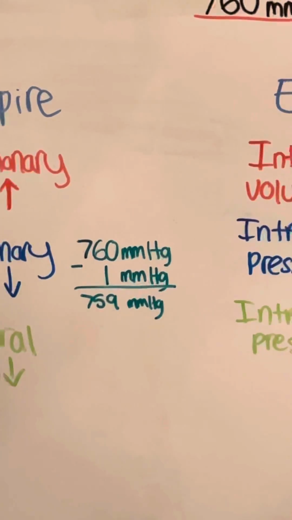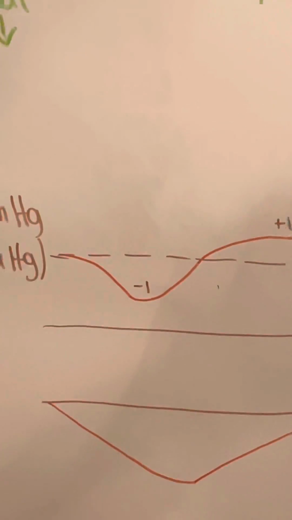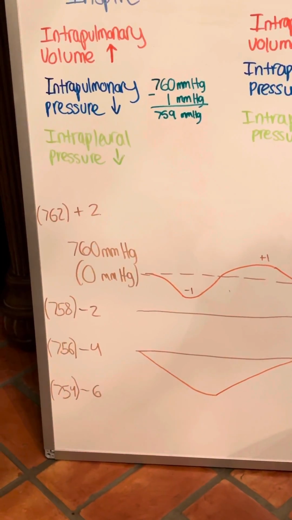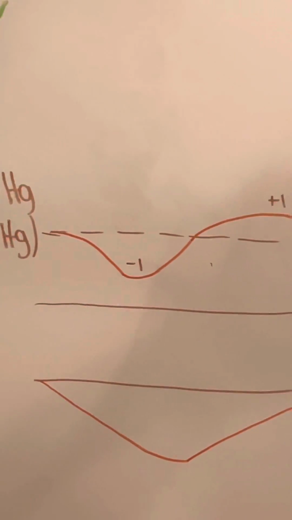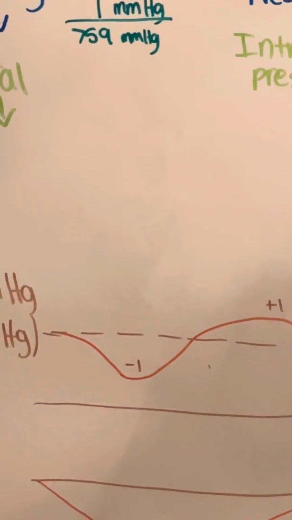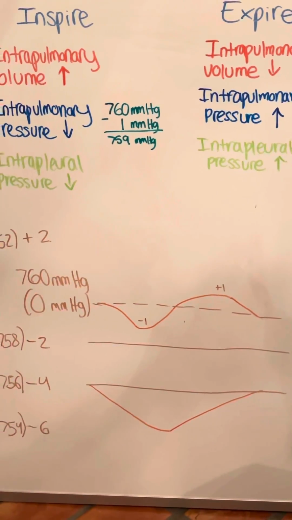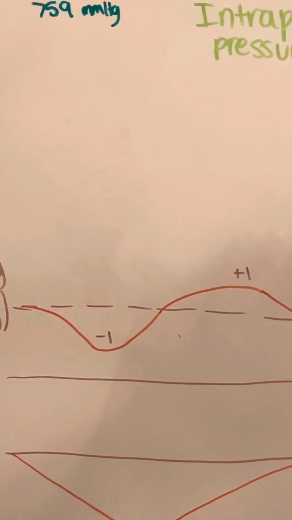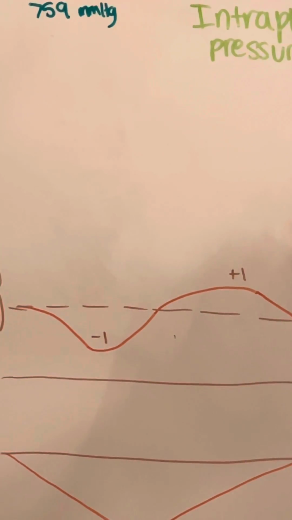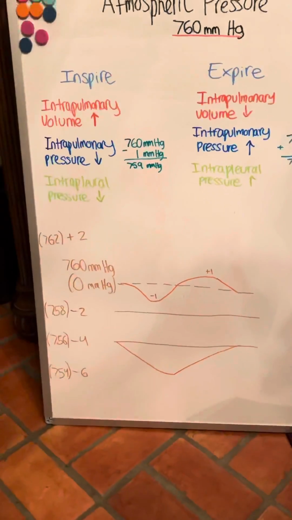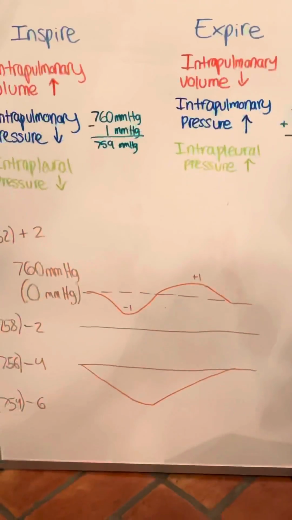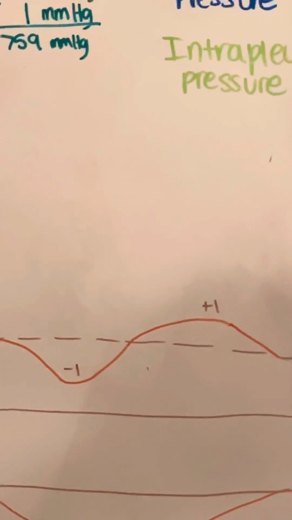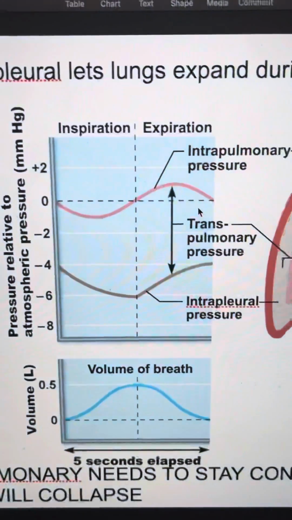See how I have -1 right there when you're inspiring? I have -1 right there in relation to the constant 760 millimeters of mercury. So when you're inspiring, it's going down. The intrapulmonary pressure is going down. And it isn't until you've reached your climax of inspiring, like right there where I have to expire, that pressure is going to go ahead and equalize again with atmospheric pressure at 760, and it is going to go back to 0 right here.